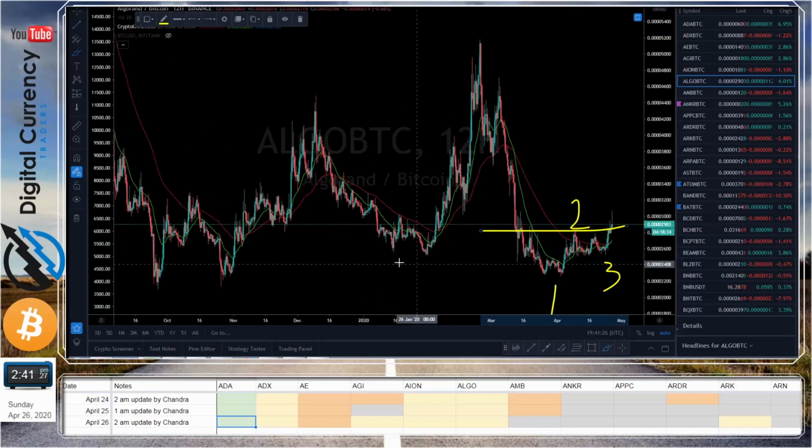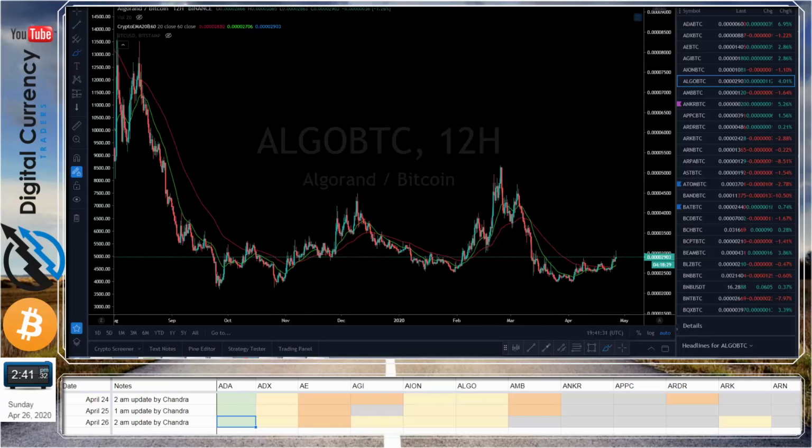Algo is also in alert status, and this is a beautiful chart. Beautiful 1, 2, 3 pattern right here. Absolutely what we're looking for. That'll be a hold status here tomorrow.